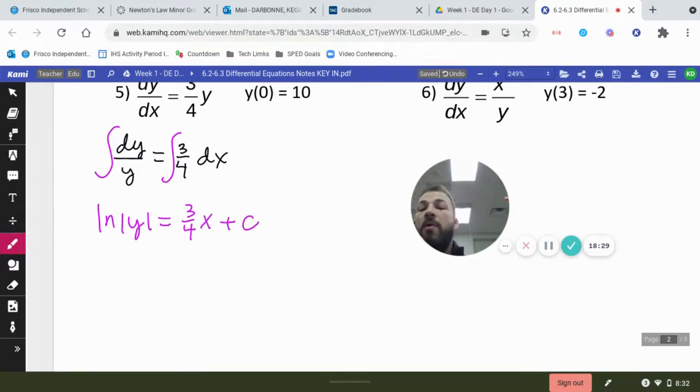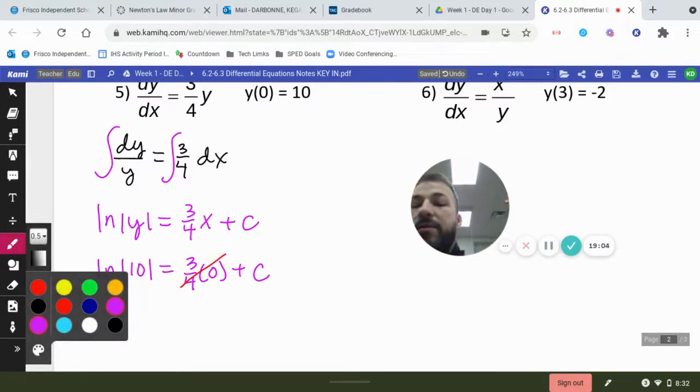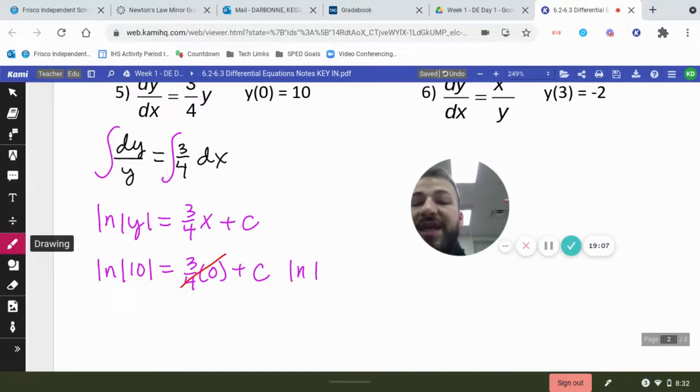Okay. Now, yes, I could go ahead and solve out for y right now, but I personally think that's a little bit difficult, and I think it's significantly easier to immediately after you integrate, solve for your value of c. So we're going to go ahead and solve for our value of c immediately. So right here, natural log of the absolute value of 10 is equal to 3/4 times 0 plus c. So from here, 3/4 times 0, that cancels out. So we get natural log of 10, because absolute value of 10 is just 10, is equal to c.